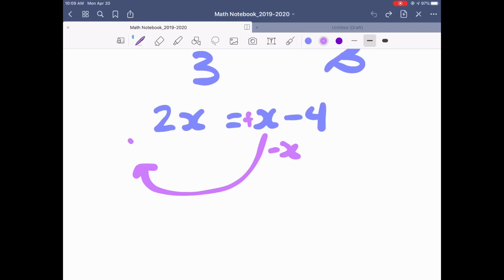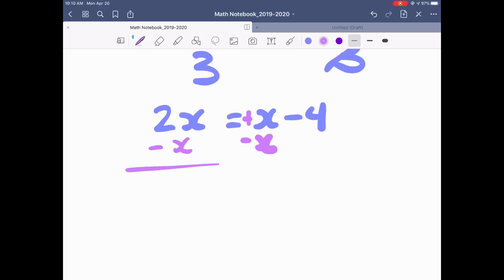So we're going to move the x to the left. We want to move all the x's to one side. This is a positive x, so we're going to minus x from this side. And what we do to one side, we do to the other. So these cancel each other out.